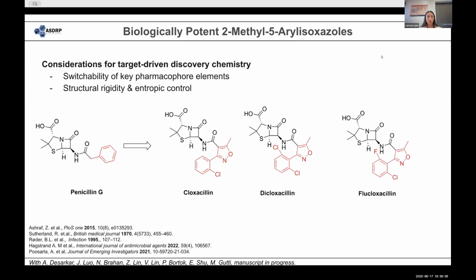In the field of medicinal chemistry, privileged scaffolds, which might amplify the biological potency of a compound, are extremely coveted. And this is seen in a study conducted on penicillin G, which swapped out the amino side chain with these 2-methyl-5-aryl isoxazole fragments highlighted in red, which bear these different halogen substituents. And these three analogs, cloxacillin, dicloxacillin, and flucloxacillin, showed greater biological activity compared to penicillin G. So we were inspired by these 2-methyl-5-aryl isoxazoles, and we integrated this into our own inhibitors.